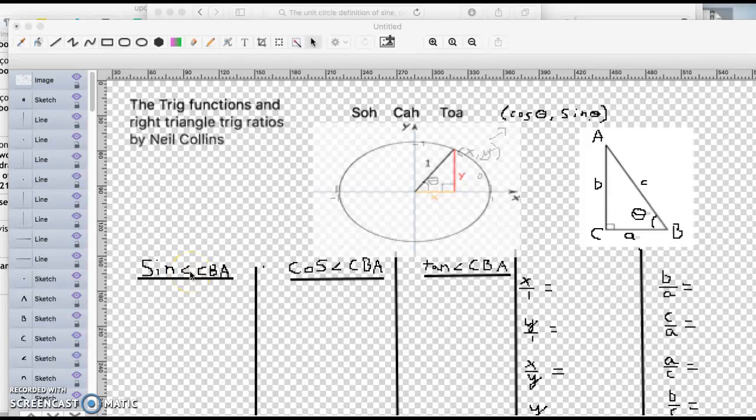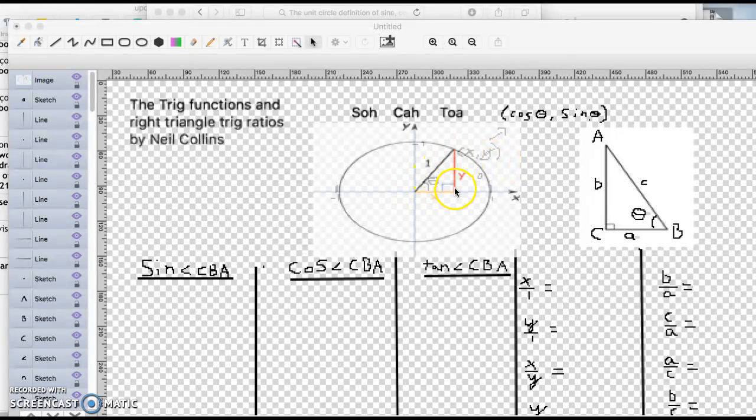Hey there, my name is Neil Collins, and today I will be presenting my project on the trig functions and right triangle trig ratios. So today here we have the unit circle and the right triangle, which is in the unit circle. Here it is labeled A, B, C.